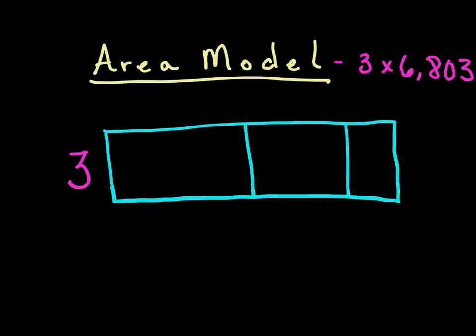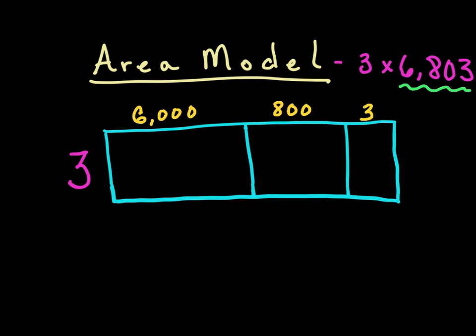All right, next one we're going to use is an area model to find 3 times 6,803. And what we have to do is we have to break apart each one of these values. So we're going to take that 6,000, and we have 800. We don't have any 10, so I don't need to add that into our box, but we do, however, have 3 ones. And now we can multiply.